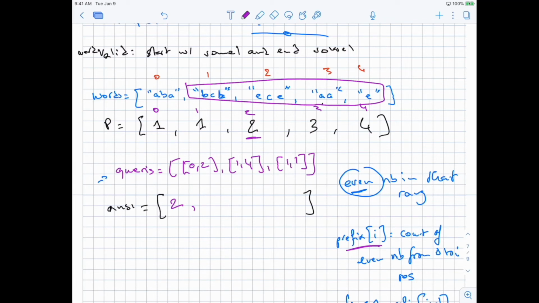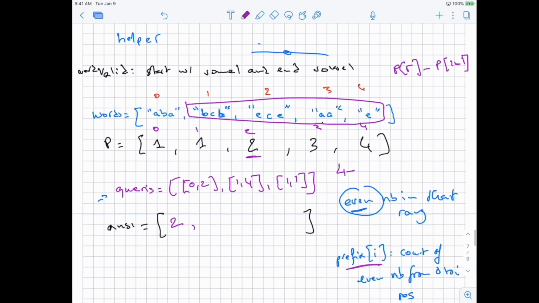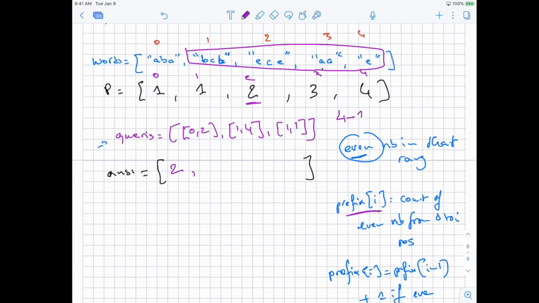So what did we say? It's prefix of R. Let's actually write it. So it's P of R minus P of L minus 1, just the one before the start of the range. So that means here it's 4 minus the start of the range, which is this value 1, so it's 3. So here we put 3.